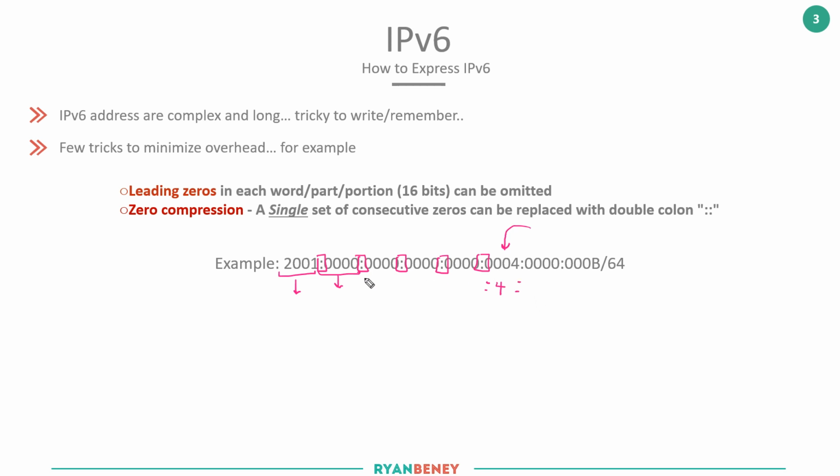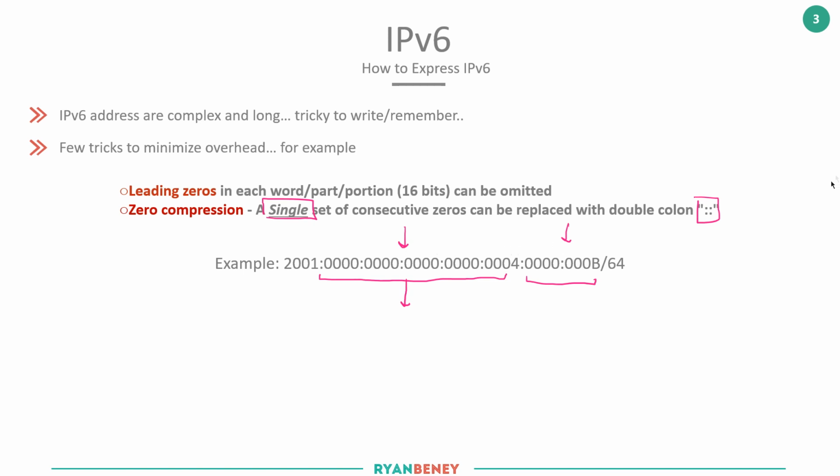But notice also that we have a lot of zeros. We have zeros here, quite a lot of them, and they're all consecutive. But we also have a bunch of zeros here. So notice it only says single. This means that we can't get rid of all of these zeros and all of these zeros and replace them with a double colon. We can only do it once. And by default, it will choose the largest consecutive zeros.